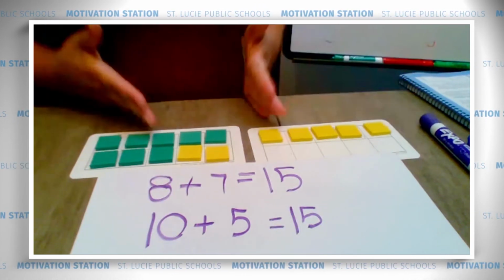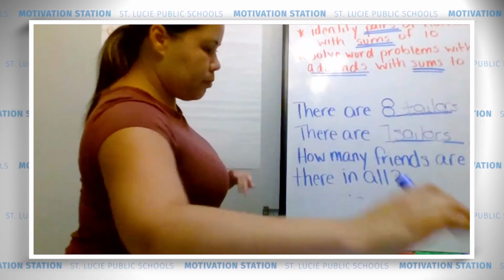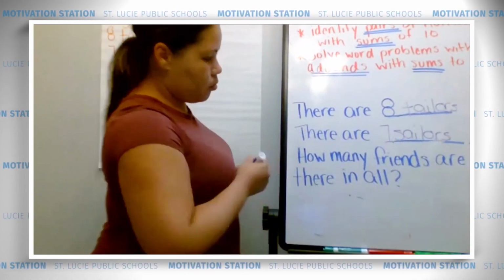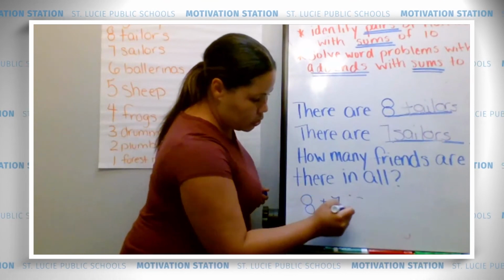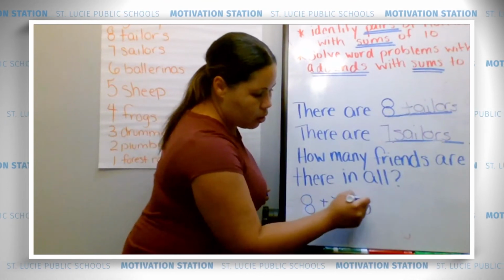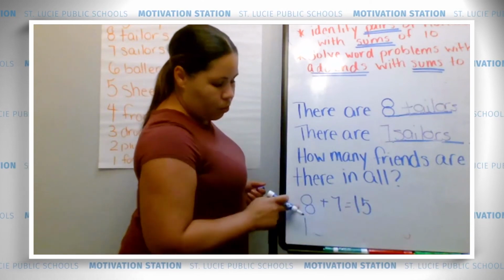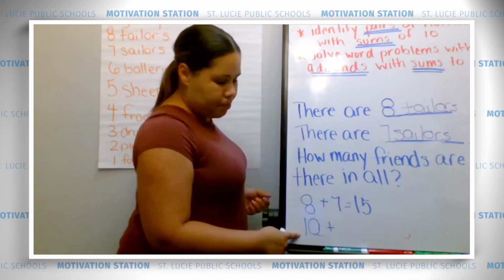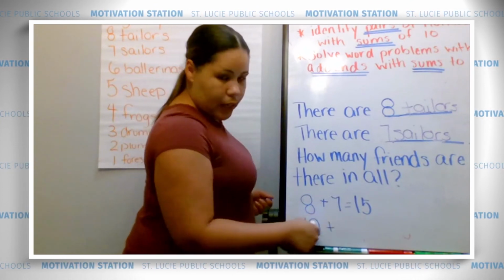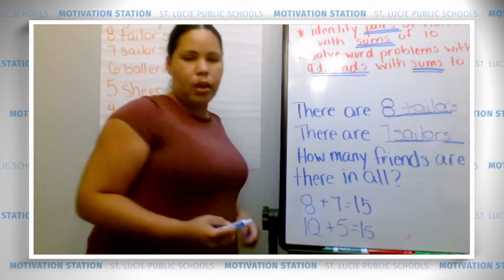These numbers represent what we saw in our problem. We knew that there were 8 tailors, and 7 sailors came along, and that equals 15. We also knew that we filled a 10 frame, so 10 plus 5 in our spillover also gave us 15.